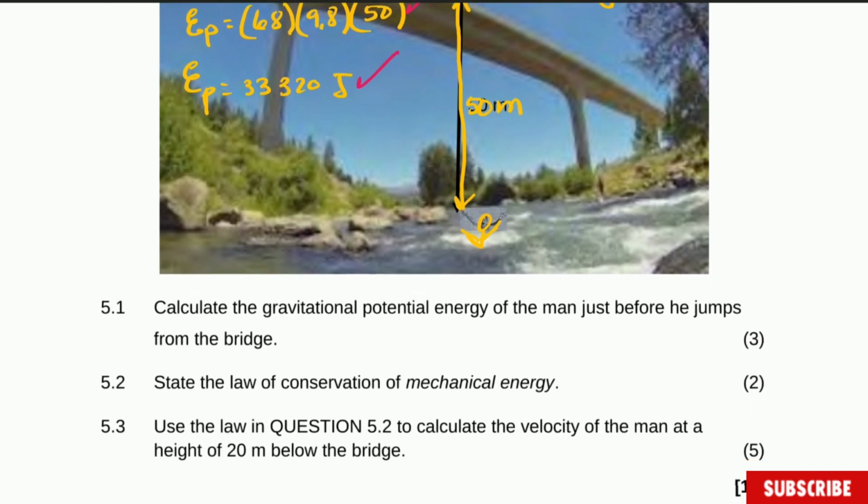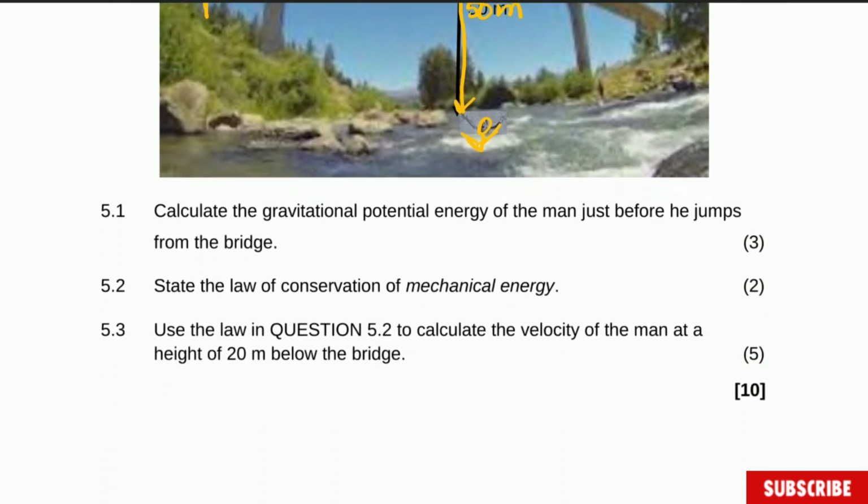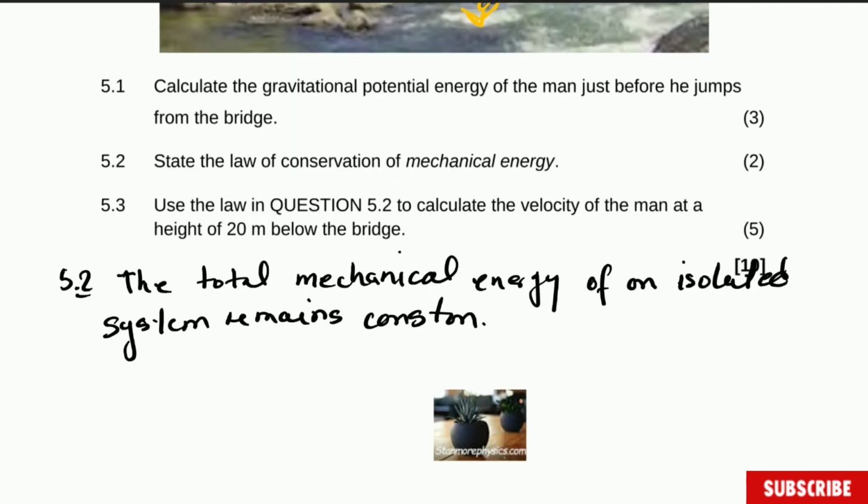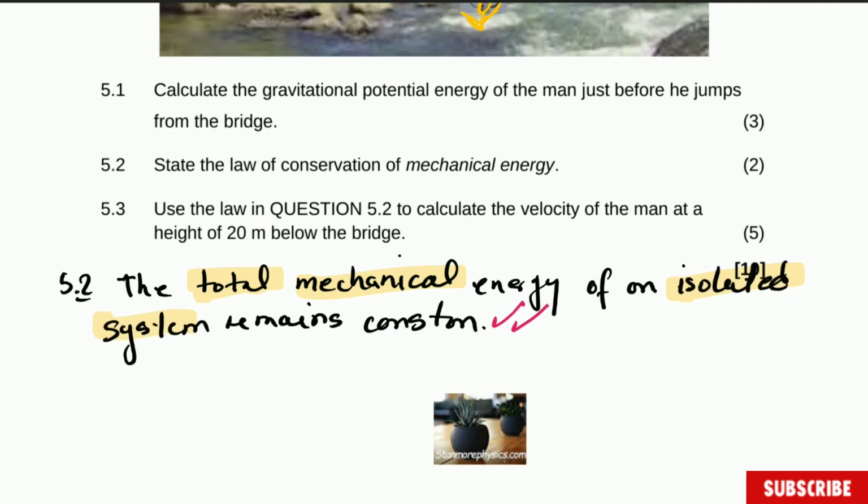It's quite simple. State the law of conservation of mechanical energy. Very important even for grade 12. And all we have to say here is that the total mechanical energy of an isolated system remains constant. There is 2 marks for that one, guys. Important, the words total mechanical energy are very important here, an isolated system. If you miss any of those words, you will not get the mark.